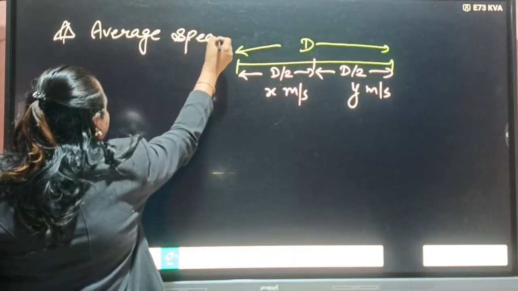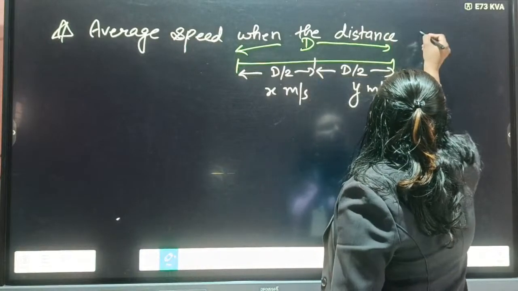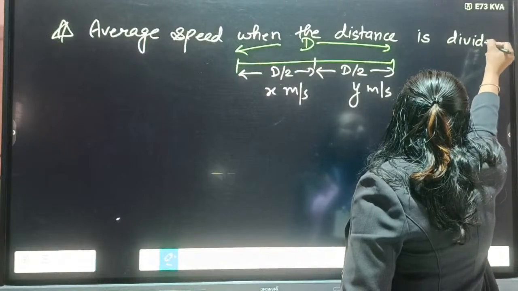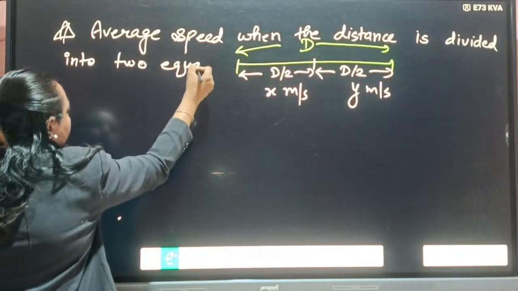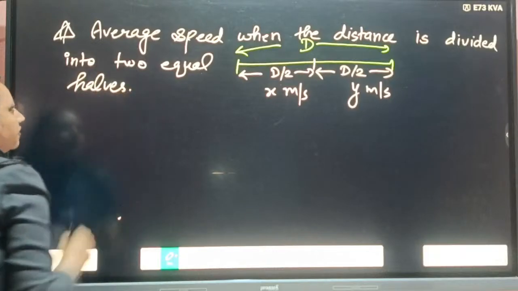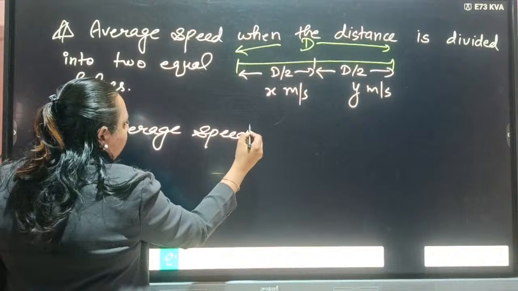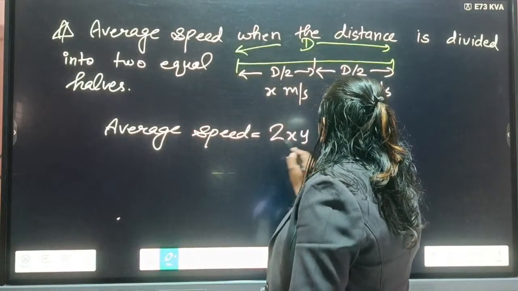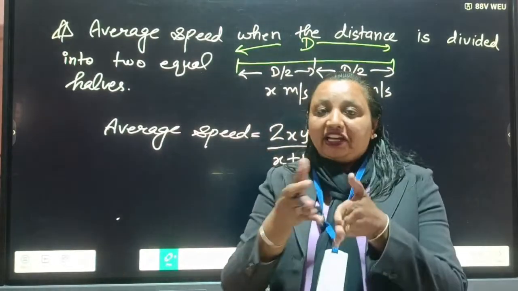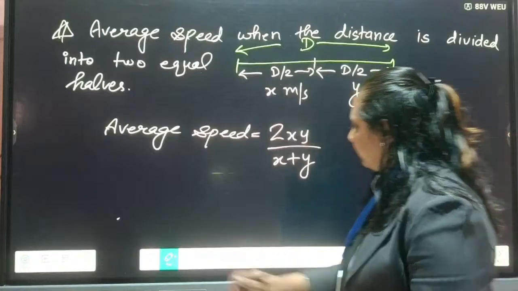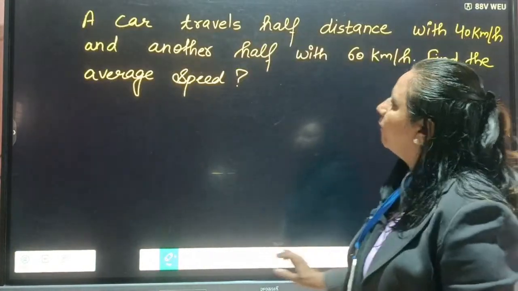Then to find the average speed when the distance is divided or covered into two equal halves, the formula to find the average speed is: average speed is 2 into xy upon x plus y. By this formula we can find the average speed if the total distance is divided into two equal halves, two equal parts, that is 2xy upon x plus y. We can use this formula over here.